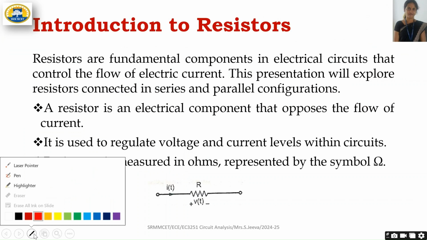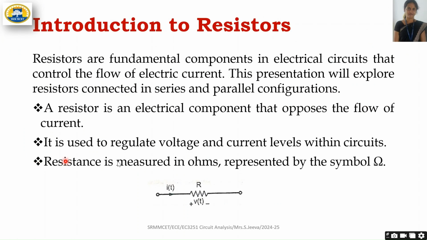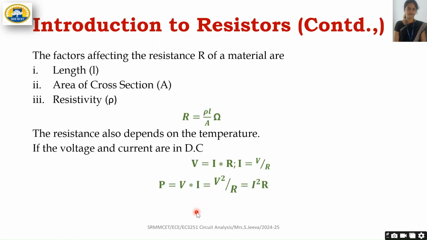Resistance is measured in ohms and is represented by the symbol ohm. This is the symbol of the resistor, R, and the flow of current in the resistor is i of t, and the voltage drop across the resistor is known as v of t. The factors affecting the resistance of a material are length, cross section, and resistivity. So the resistance of each material is written as R is equal to rho L by A ohms. It also depends upon the temperature.